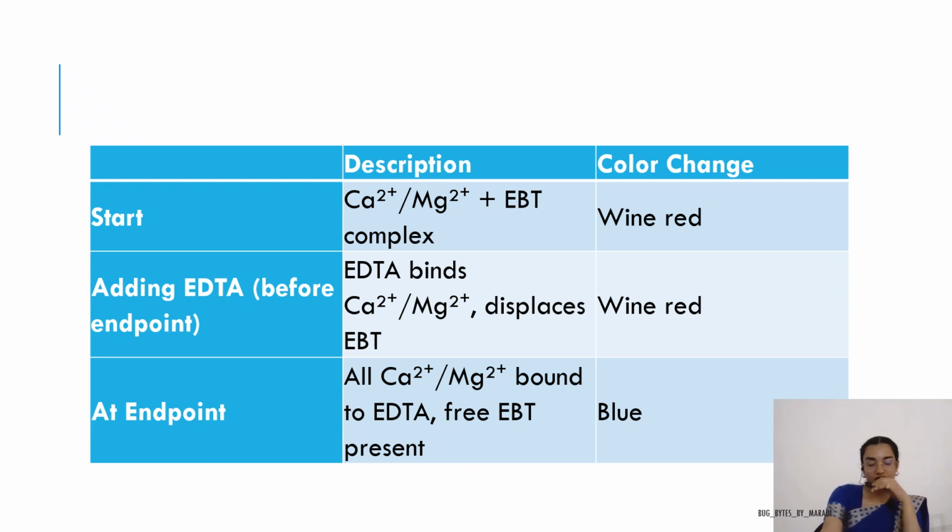So this is a table I have formulated. At the start, you have the calcium, magnesium, and EBT complex, wine red. Adding EDTA before the end point, EDTA binds and displaces EBT, still somewhat wine red. When you add more EDTA to the water containing calcium and magnesium already bound to EBT, EBT starts to be displaced, so the wine red color somewhat turns into purple. After the purple color, when all the EBT is free, it turns into blue color. So at the end point, the free EBT color changes into blue.